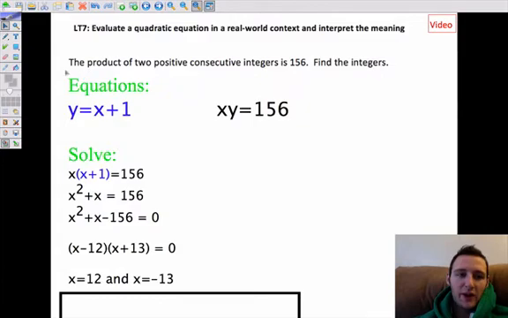Now, go back to the question, because what we've done is we've solved it, but the question said the product of two positive consecutive integers. So x equals negative 13 will not be one of our solutions. We've solved it for x, but we still haven't answered the question quite yet because we want to know both integers. So we know one of them is 12, and then y has to be positive 13. y equals x plus 1, so y equals a positive 13.